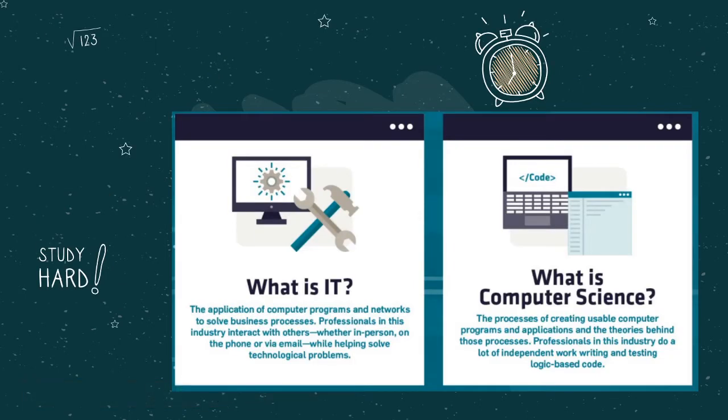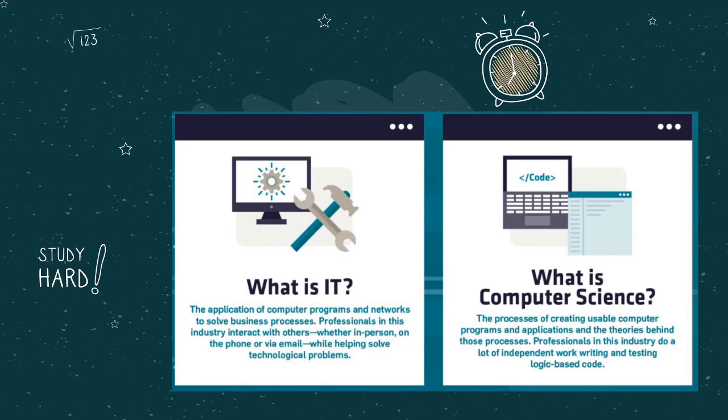But first, let's talk about yung usual questions. Ano yung difference between IT and computer science? What is IT? The application of computer programs and networks to solve business processes. Professionals in this industry interact with others, whether in person, on the phone, or via email, while helping solve technological problems. What is computer science? The processes of creating usable computer programs and applications and the theories behind those processes. Professionals in this industry do a lot of independent work writing and testing logic-based codes.